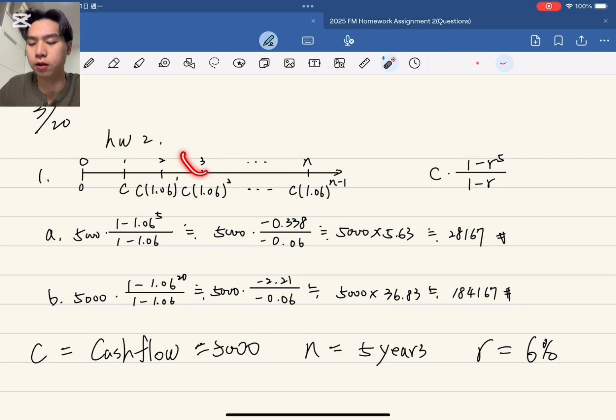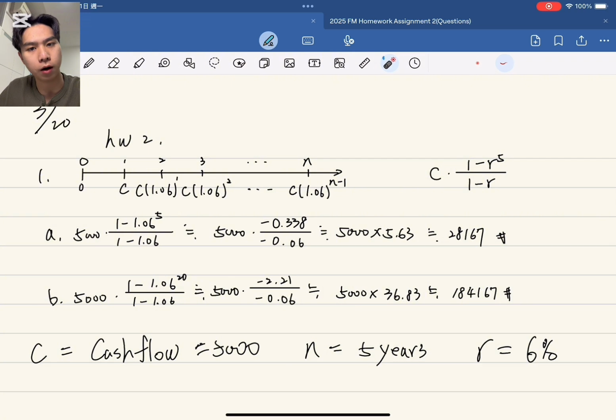How about in year 3? In year 3, our cash flow will become this: a cash flow multiplied by the interest rate and multiplied by the interest rate again. So we can write it as C multiplied by 1.06 raised to the power of 2.